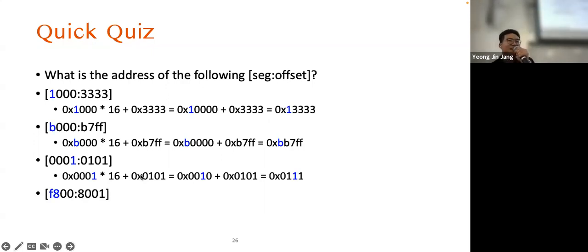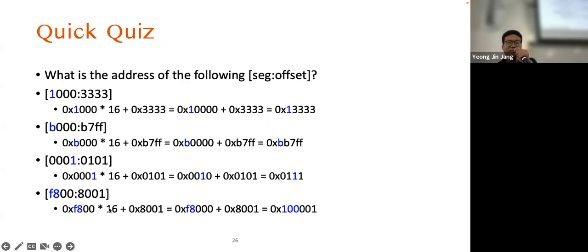And then another tricky one. What if the segment value is F8 and the offset is 8001? Then F8 multiplied by 16 is F8000. Adding 80001, it will go over the 1 megabyte, giving 100001. The reason is that this is a hexadecimal number, so F8 plus 8 is 100, so we have a carry out here. But don't worry about this. We have some techniques to handle this kind of address, and we will learn them in this lecture.